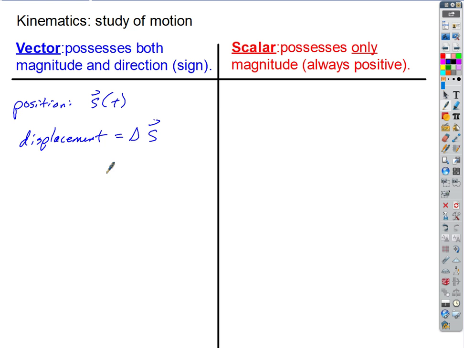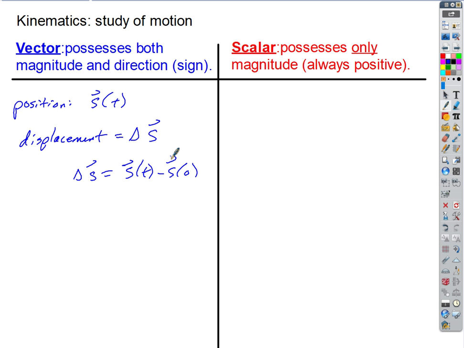So change in position just means final position, we'll call that S of t, minus S of 0, wherever you started, right? Whatever your starting position was, whatever you end up, minus that. So for example, if I start at -1 and I end up at +3 or +2, what's my displacement? +2 minus -1 is 3. Okay, that makes sense?